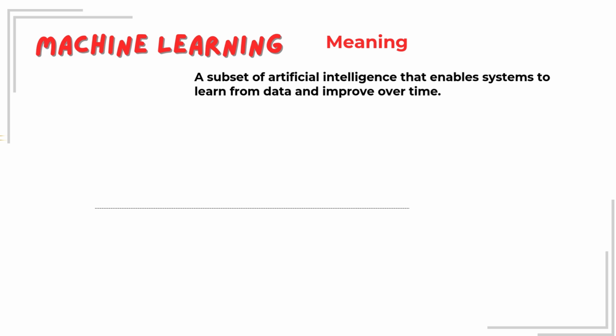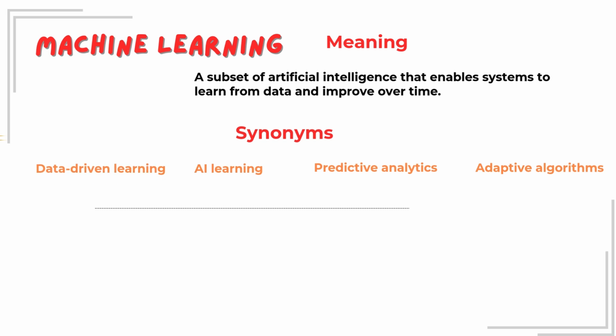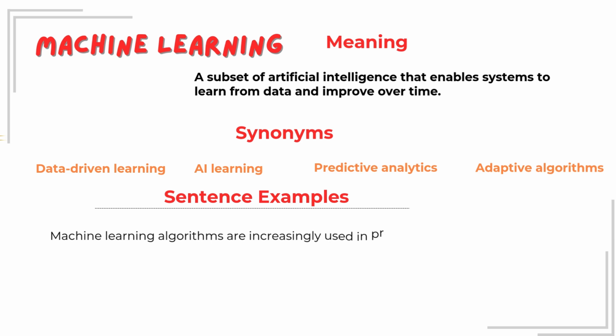Machine learning. A subset of artificial intelligence that enables systems to learn from data and improve over time. Data-driven learning. AI learning. Predictive analytics. Adaptive algorithms. Machine learning algorithms are increasingly used in predictive analytics.